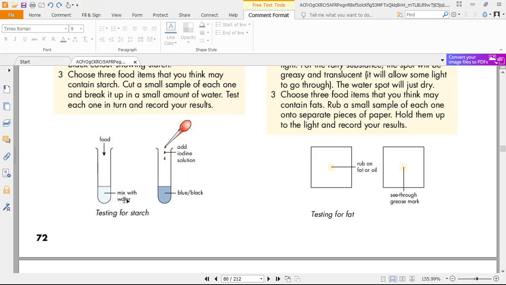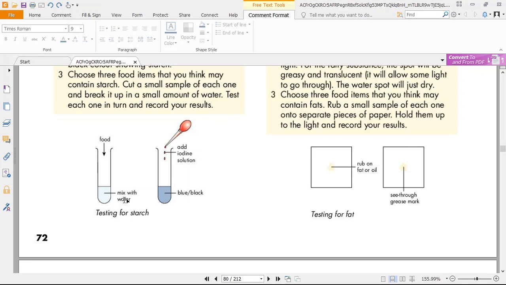Now there's a next test that we can use for the test for fat. We use a grease paper, which is similar to filter paper. Sometimes we do use a filter paper, and we rub the substance with fat on it and allow it to dry. If a spot is seen, a grease mark, then we know that fat is present.